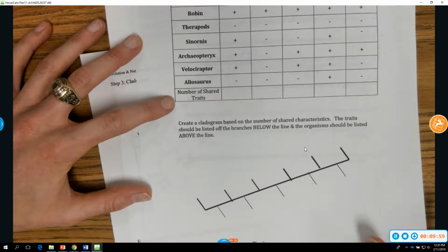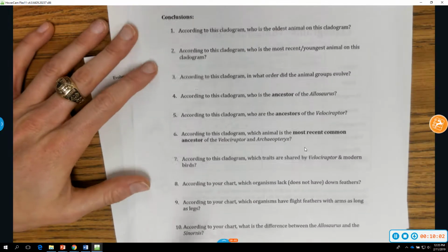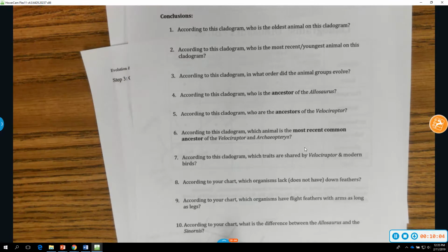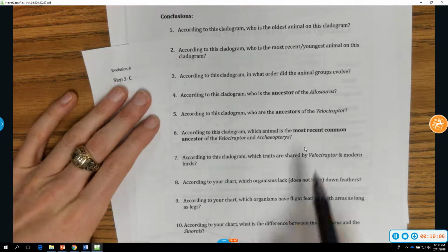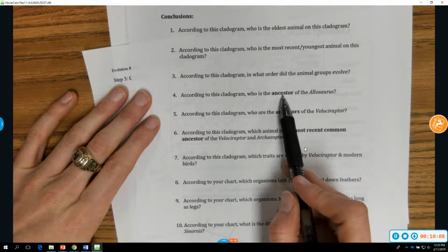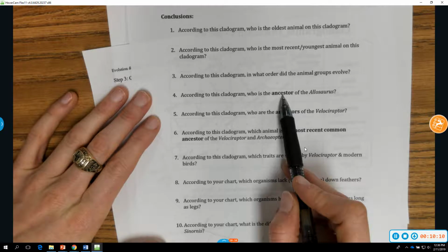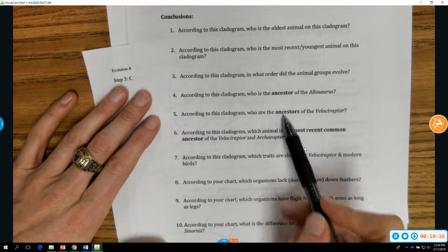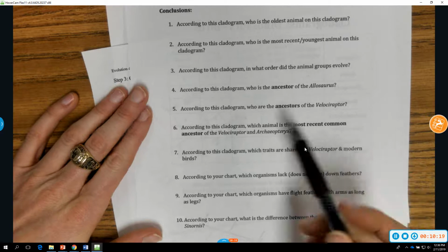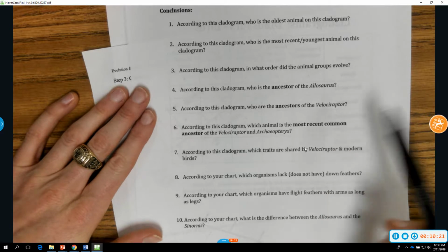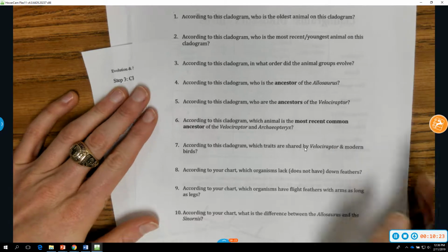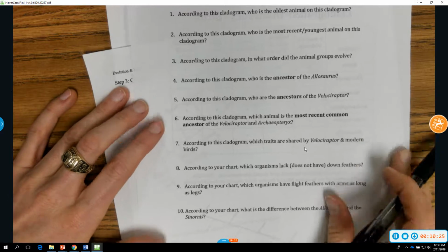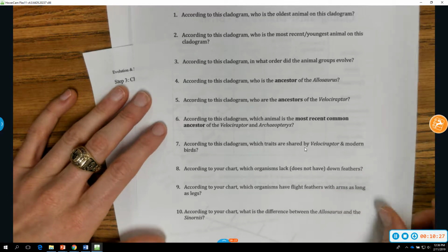Once you've made your cladogram, you're then going to turn it over and answer the questions. Couple of things on the questions. If it says ancestor, remember that's anything that has come before it. Your ancestors are any people in your family that came before you. So use that when you're reading these as well. Some of these questions will have more than one answer, so make sure you list everything that applies. If you have any questions, please email me and I'll be happy to help you out with that.